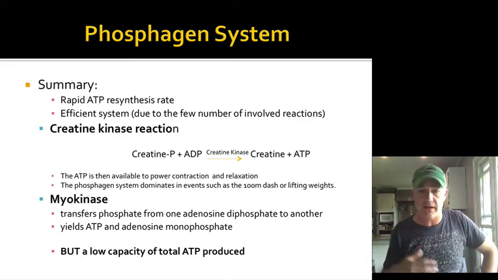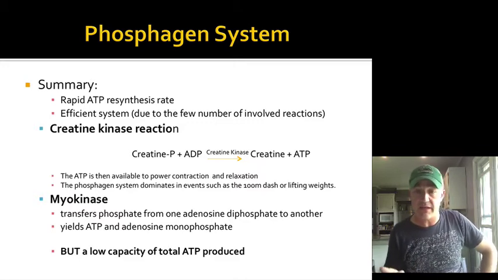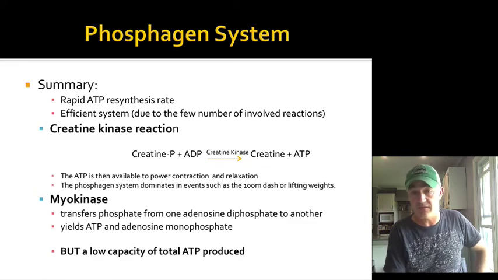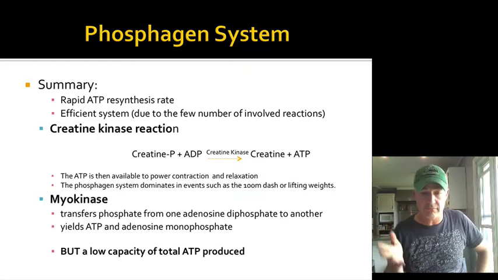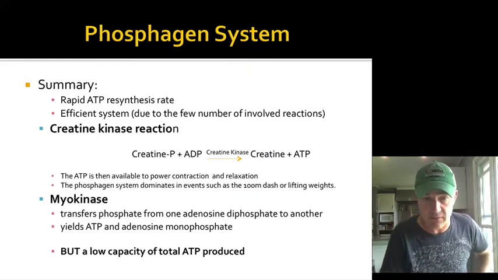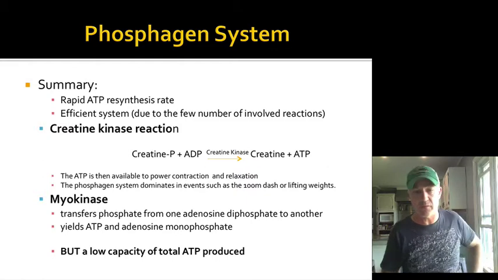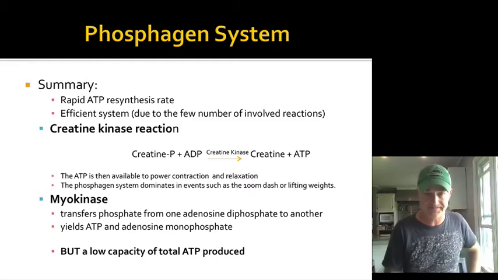There is another way that we can do this a little bit here. You have something called myokinase. It's another enzyme that can take a phosphate from an ADP and put it on a different ADP. And this will let us get a little bit more ATP and convert that ADP to adenosine monophosphate. Again, it is a very low capacity system though when it comes to that one. So it's another one here that can give us a little bit more of that substrate level phosphorylation.